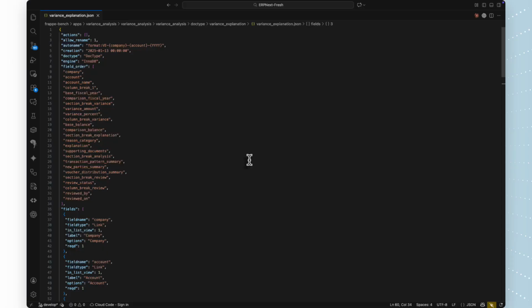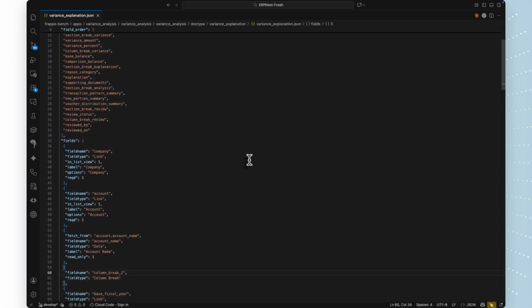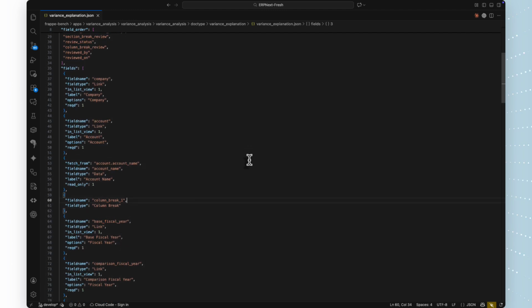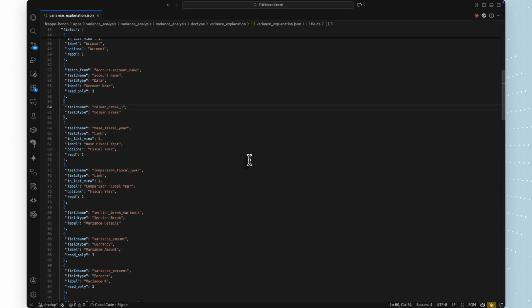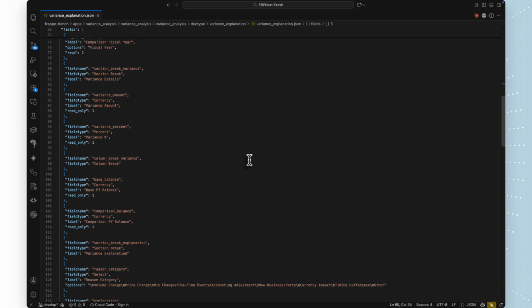Now let me show you where all this magic gets saved. Every single AI explanation is stored in a dedicated doc type. Look at this record. Account. Base fiscal year. Comparison fiscal year. Reason category. Explanation. Created by. Created date. Modified by. Modified date.